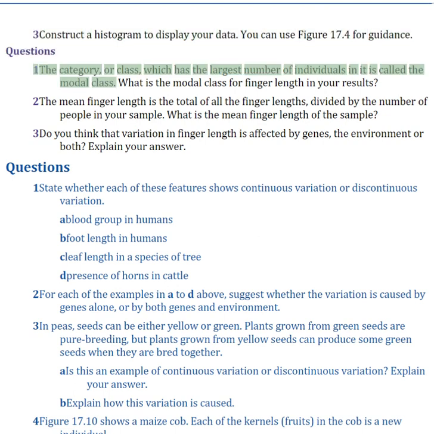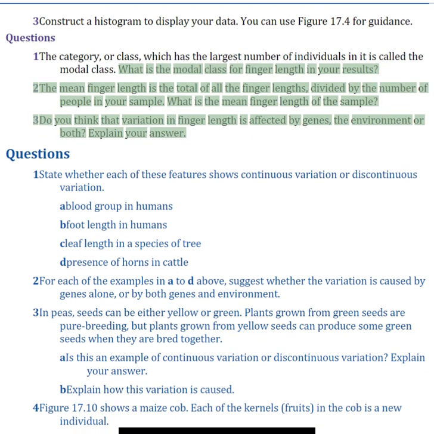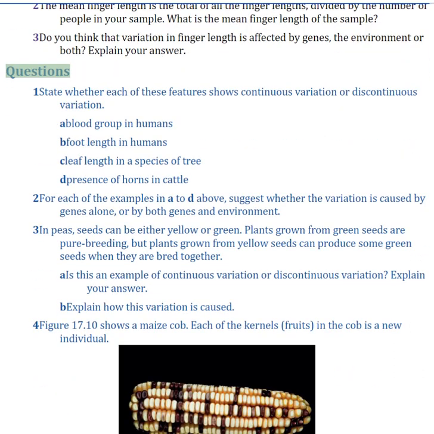Questions. 1. The category, or class, which has the largest number of individuals in it is called the modal class. What is the modal class for finger length in your results? 2. The mean finger length is the total of all the finger lengths, divided by the number of people in your sample. What is the mean finger length of the sample? 3. Do you think that variation in finger length is affected by genes, the environment, or both? Explain your answer.